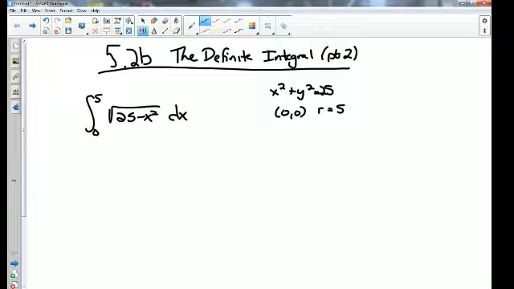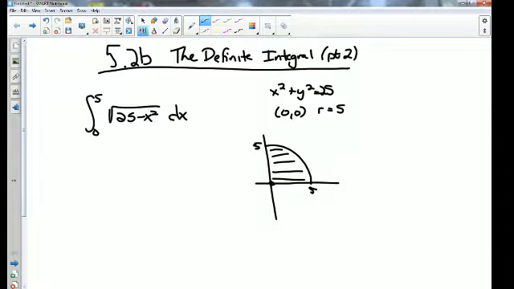Okay, so really what we're looking at with this problem is a quarter circle of radius 5. Wait, why doesn't it go complete circle? Because this is from 0 to 5, right? So you do not know how to calculate this algebraically. Frankly, we never get to that. But you do know it geometrically.